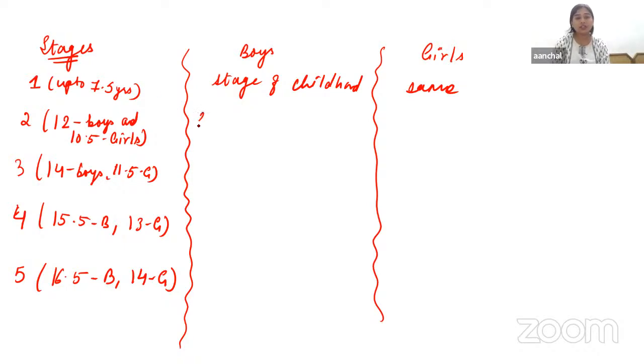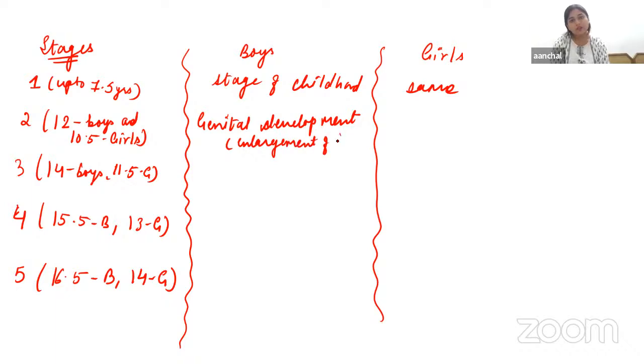So here it will lead to genital development. Okay, genital development will be there by enlargement of testes, whereas in females it will lead to appearance of breast buds. Okay, then what happened in third stage?